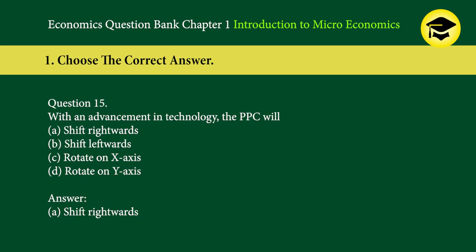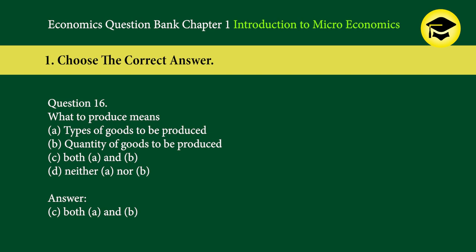Question 15. With an advancement in technology, the PPC will A. Shift rightwards. B. Shift leftwards. C. Rotate on x-axis. D. Rotate on y-axis. Answer A. Shift rightwards. Question 16. What to produce means A. Types of goods to be produced. B. Quantity of goods to be produced. C. Both A and B. D. Neither A nor B. Answer C. Both A and B.